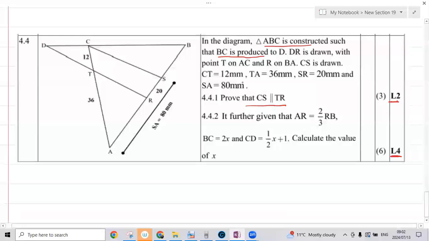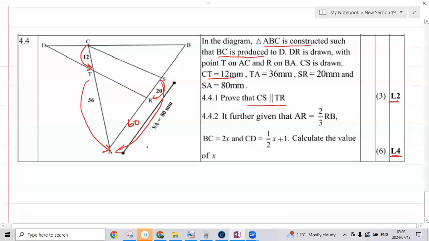Okay, so here we've got, let's put in our measurements. CT is equal to 12. Then you've got TA is 36. Then we've got SR is 20. And then you've got SA is 80. So straight away, if they told us that SA is 80, then if that's 20, then that has to be 80 minus 20, which is going to be 60 millimeters. So that's something that we must be able to do.